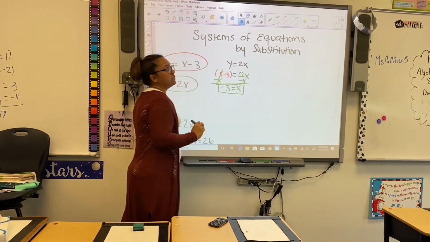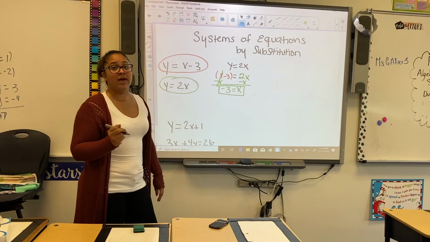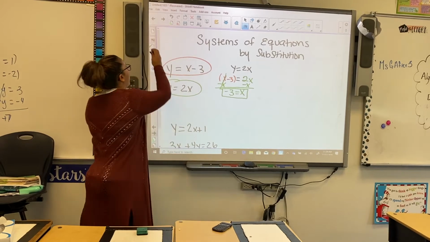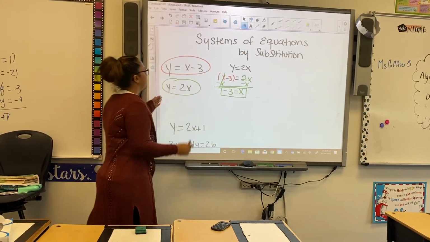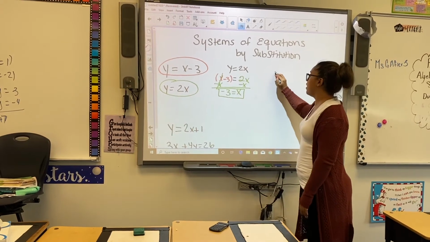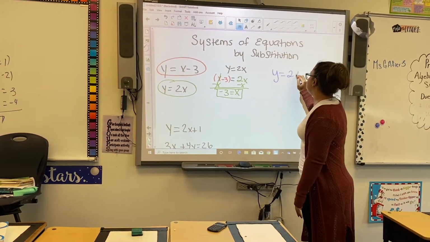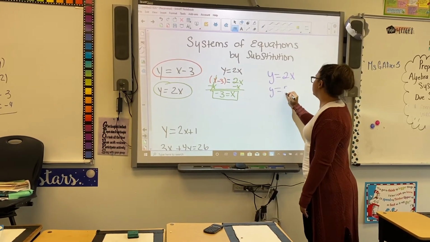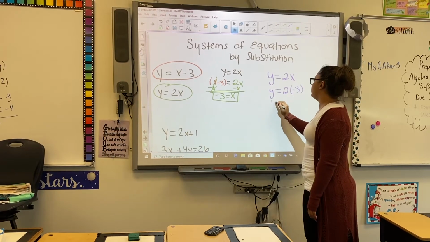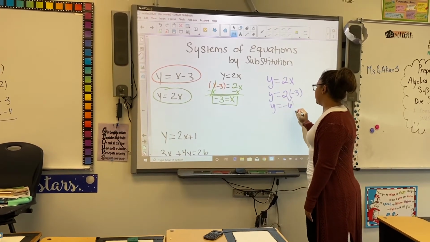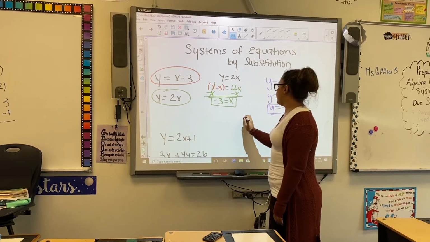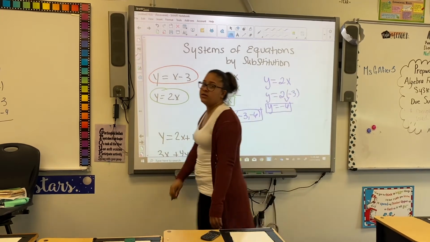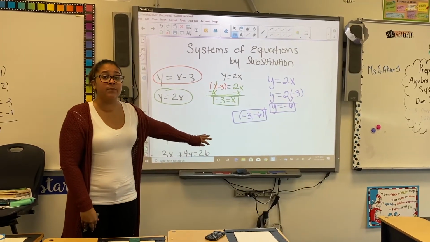Now that we know what x is, we have to find what y is. How do we do that? We plug it in. So we can either plug it into the bottom or the top. I personally think that it's easier to plug it into the bottom because it's just a simple multiplication problem. We have y equals 2x. We're plugging it into one of our original equations. And we have y equals 2 times negative 3. What is 2 times negative 3? Negative 6. Which means we have (negative 3, negative 6) as our answer. Remember that you want to keep your answer in coordinate form. Are we good? We're good.